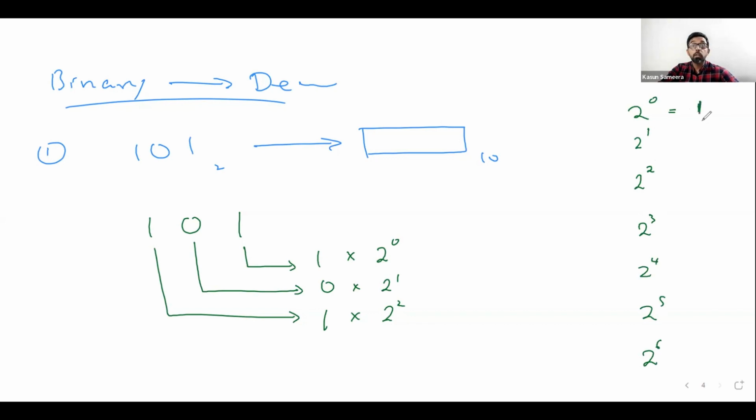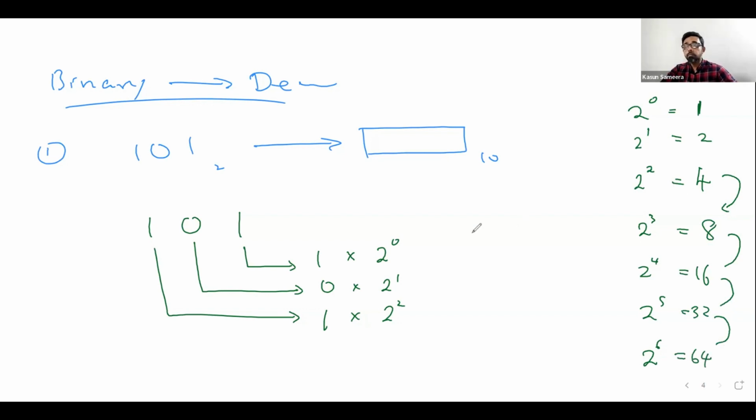2 to the power 0 is 1. This one is 2. 2 times 2 is 4. 2 times 4 is 8. Or you can multiply this number by 2. 8 times 2 is 16. 16 times 2 is 32. 32 times 2 is 64.